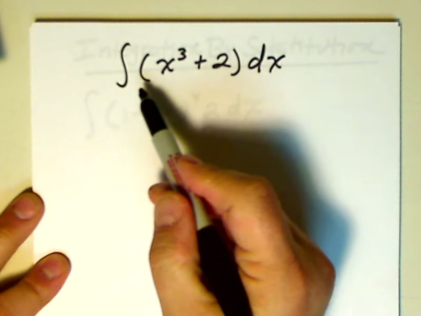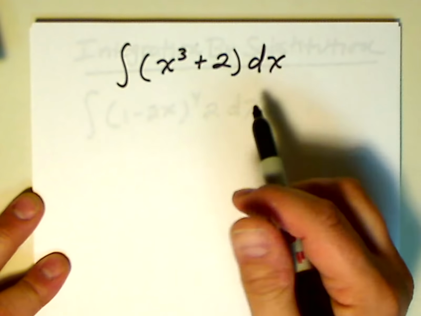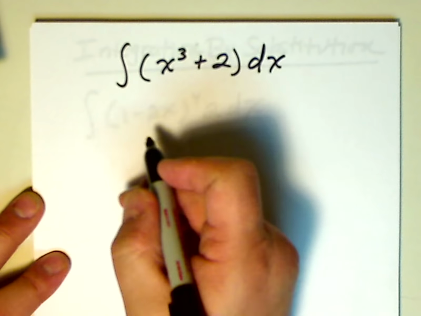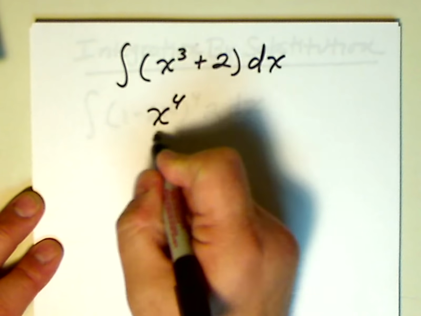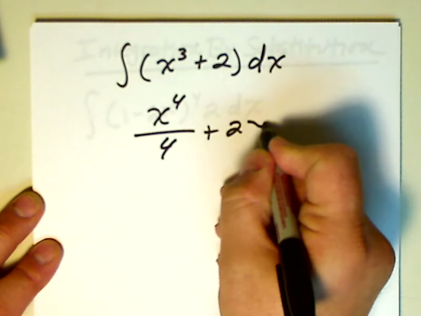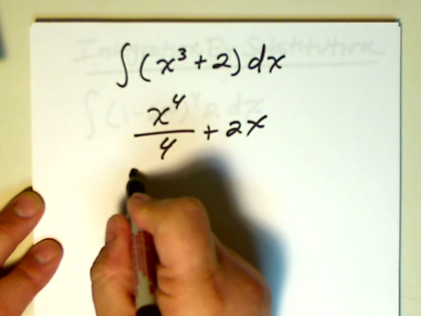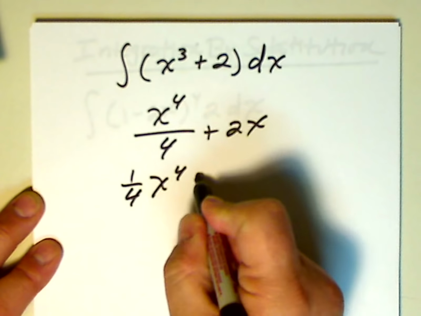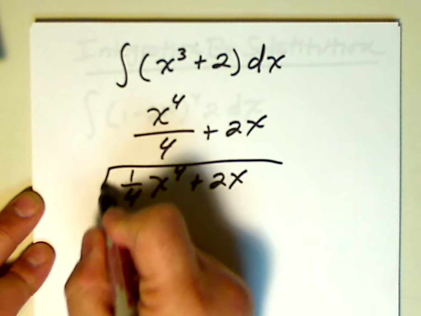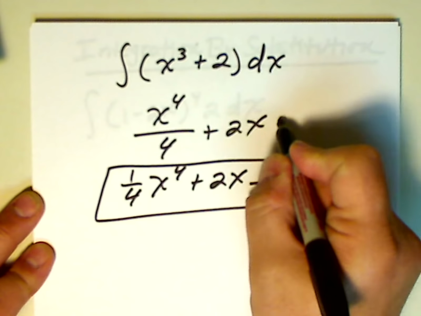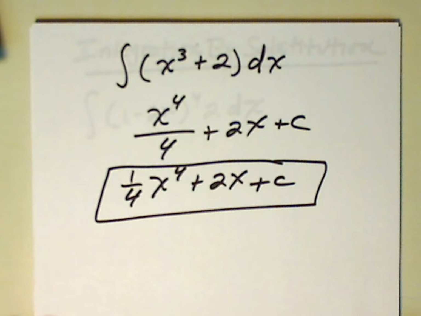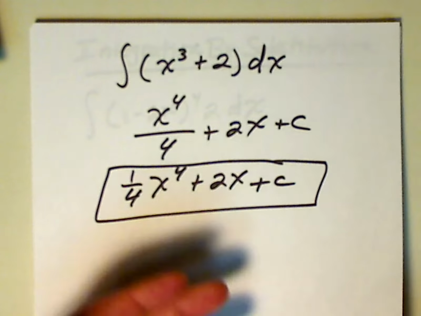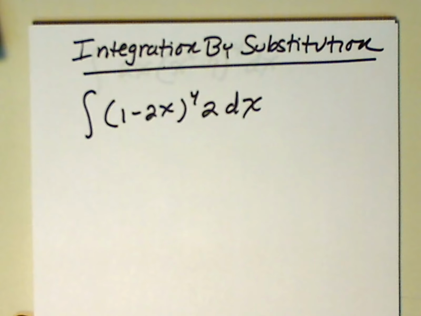Here's a simple basic integration problem, the integral of x cubed plus 2 dx. If we go to integrate it, we just use the power rule. We have x to the fourth over 4 plus 2x, and we can rewrite this as 1/4 x to the fourth plus 2x plus c, our constant. We can't forget that. It's incredibly important.